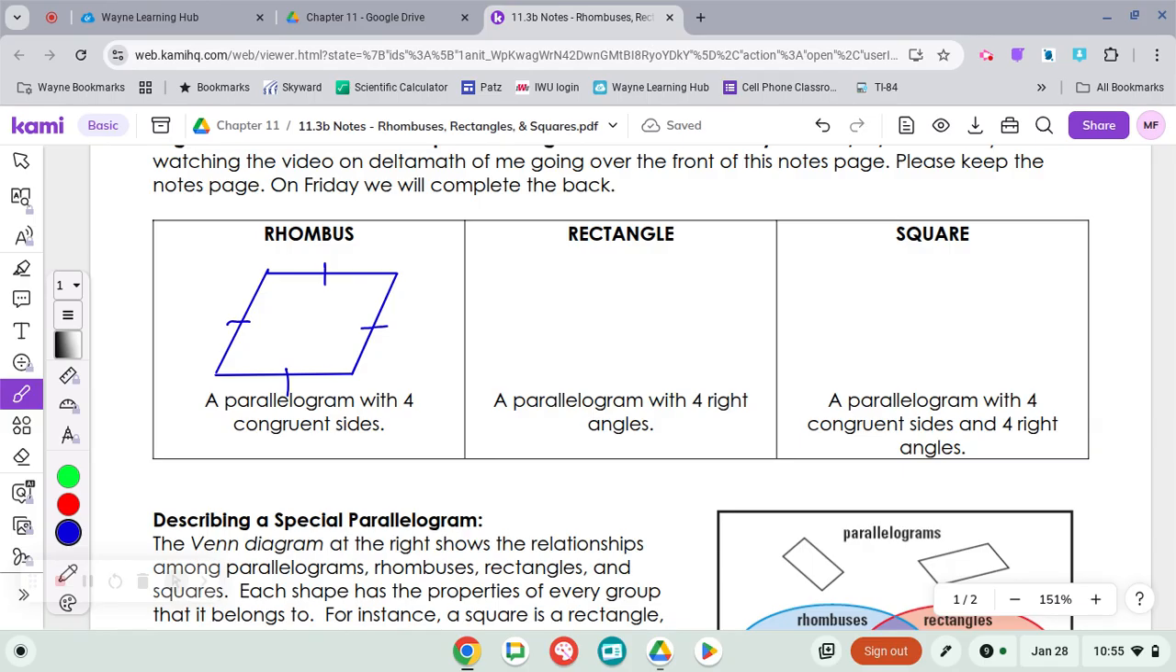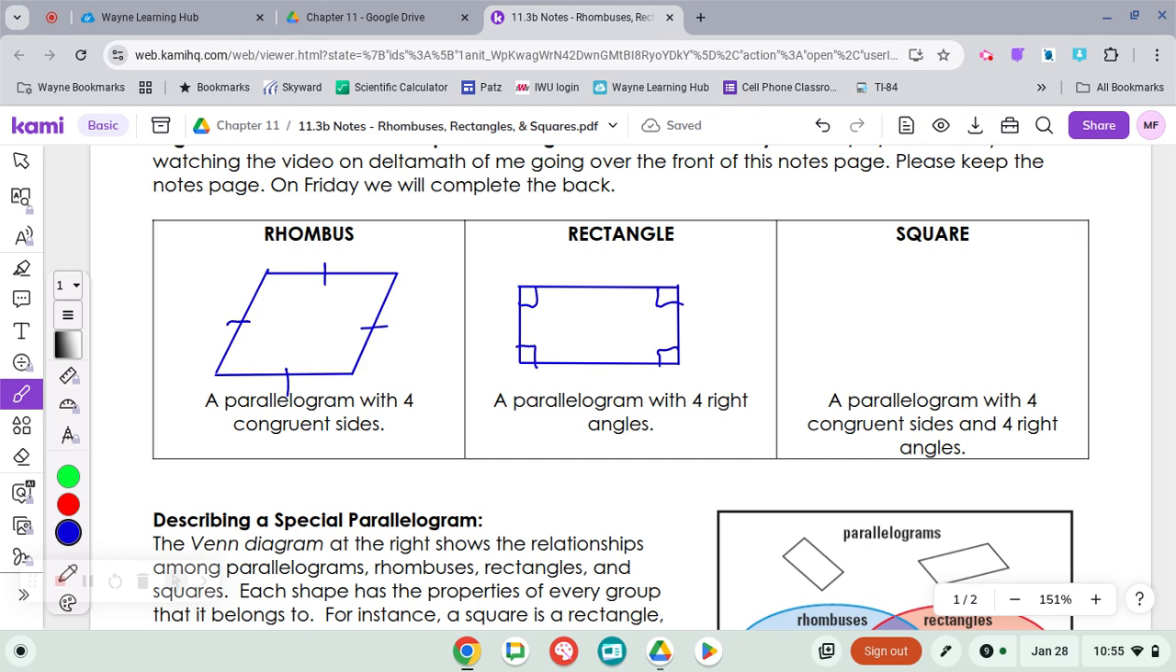Second shape today we're going to review is a rectangle. This is a parallelogram with 4 right angles. You guys have been dealing with rectangles probably since you started learning shapes, so probably like 6, 7, 8 years. We know what a rectangle is, and we know by definition it has to have 4 right angles, so 90 degrees in each corner on your rectangle.